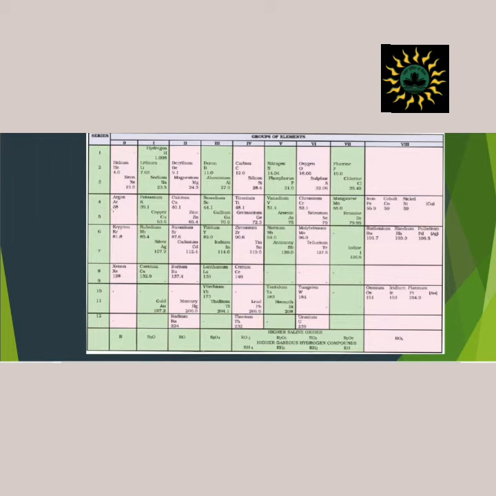This is the first period. This is the second period. This is the third period. This will be the fourth period. This is the fifth period. This is the sixth, and the last one will be the seventh period, which is incomplete.